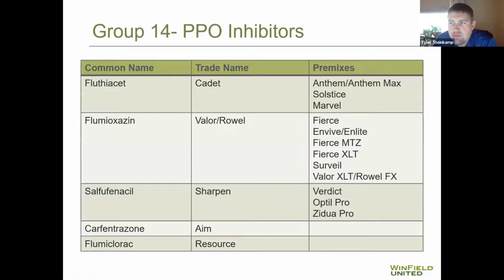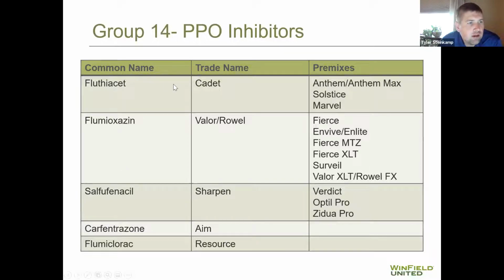Okay, moving on. We're going to talk some about the PPO inhibitors. This classification is an interesting group, mainly because there's so many different active ingredients that fit into this category. And some of them have soil activity, some of them do not.